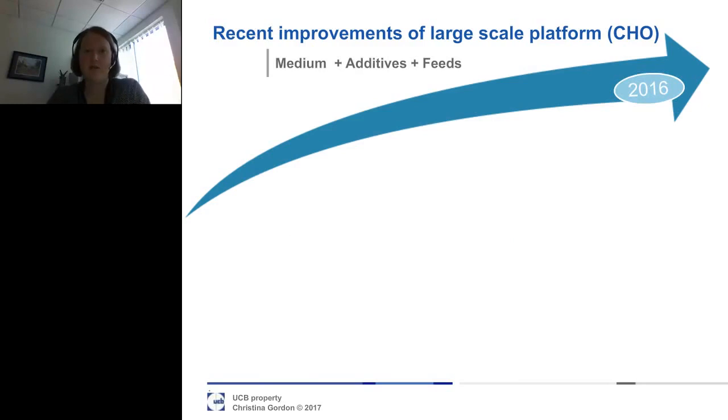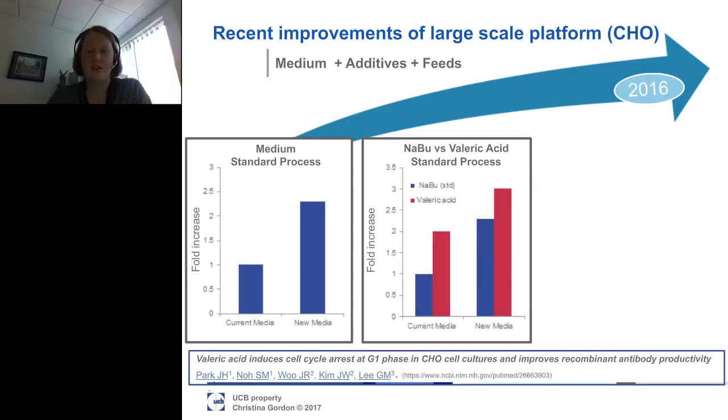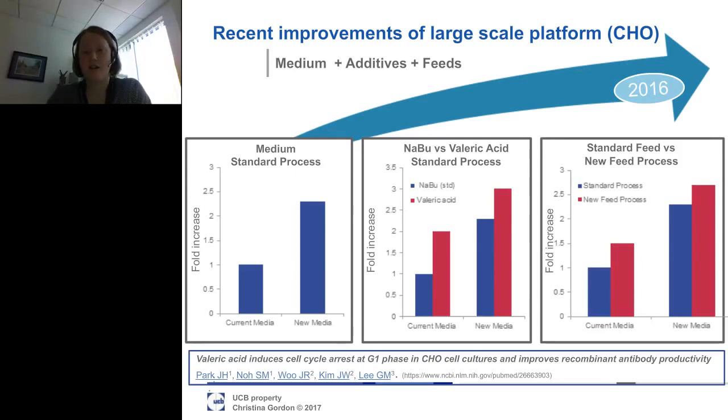So some of the more recent improvements that we made to our large-scale platform is that we revisited the media, additives, and feeds again, and we found a new production media that would give us about 1.5-fold increase over our current media. And previously we have been using sodium butyrate as an expression enhancer, but we found a recent paper that states that valeric acid can improve recombinant antibody production. And we tested this, and we found that when we're using valeric acid in our system, we can see up to a 1-fold increase in expression levels, which is great. And then finally, we also optimized our feeding strategy, and by doing so, we increased our yields.